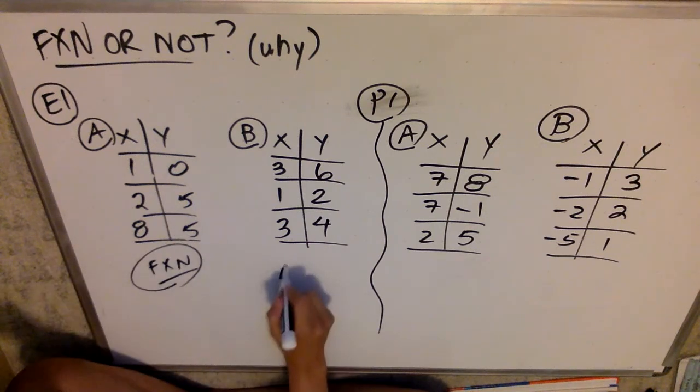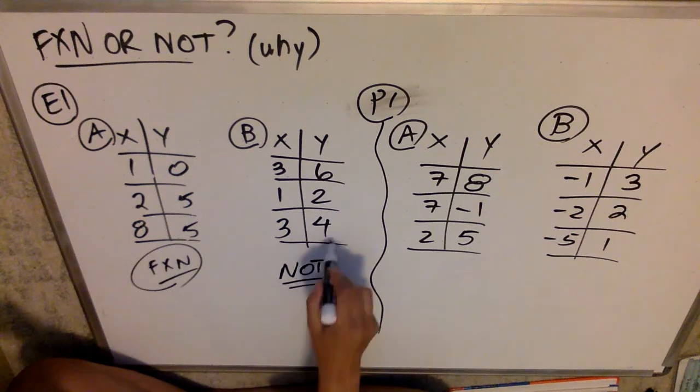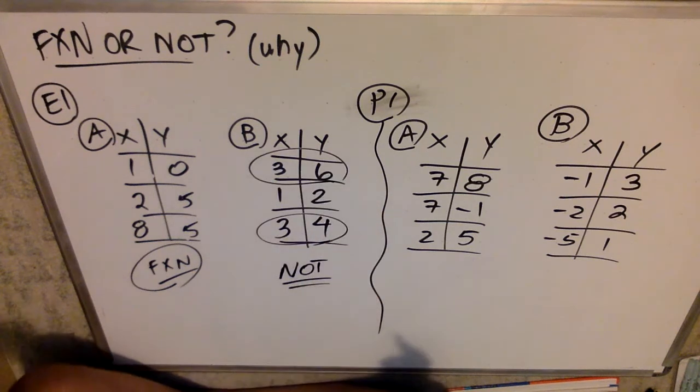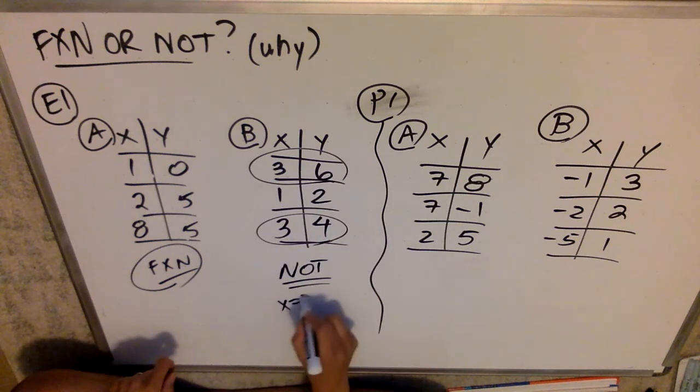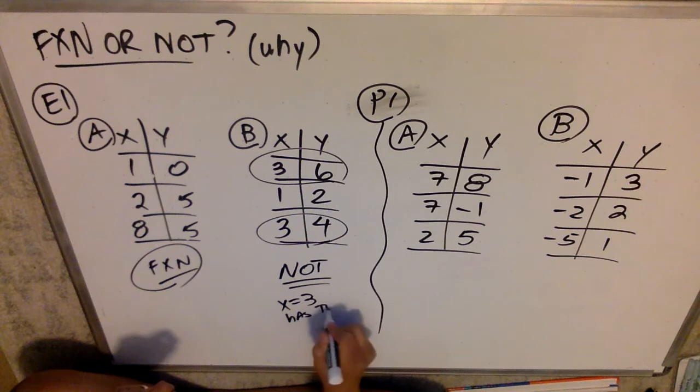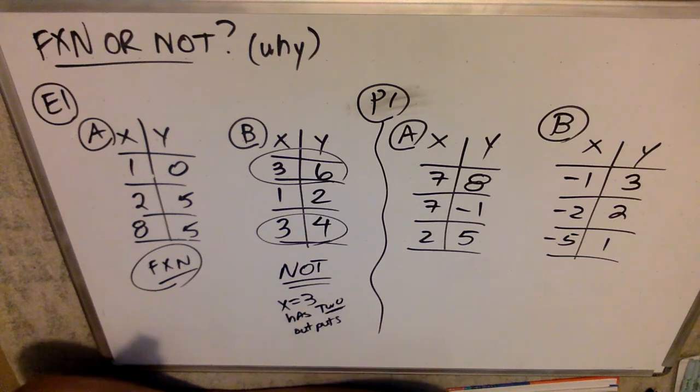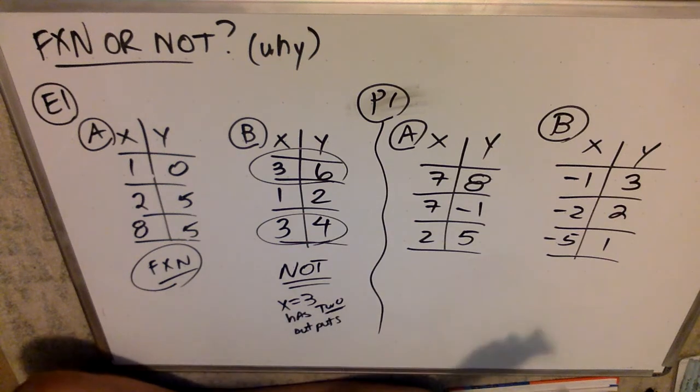B is not a function, and the reason it's not is because the 3 repeats, right? So x equals 3 has 2 outputs, and it's not supposed to have 2 outputs, right? It can only have 1 output. So if you plug in x is 3, you should only get 1 answer out, but if you plug x is 3 in, you could get one of 2 different answers. You could get a 6 or a 4, so it's not a function. So take a sec, try P1 if you want, or we can do it together. So pause me if you want to try it by yourself.